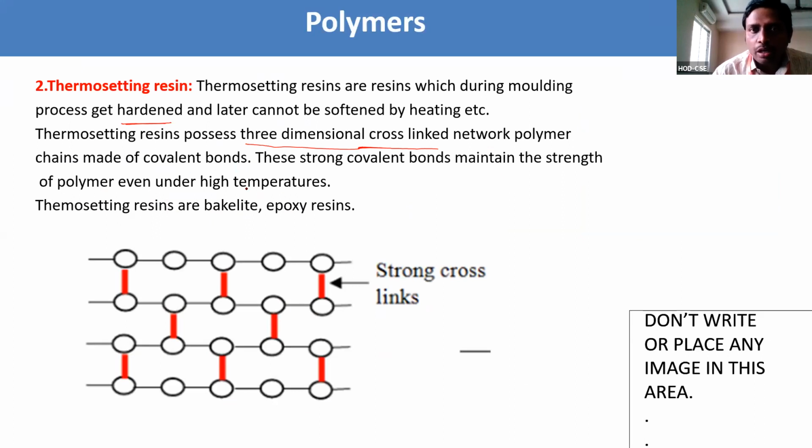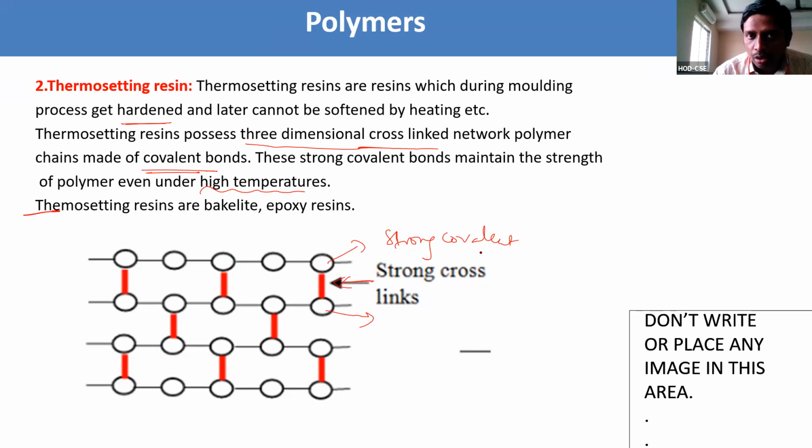The three-dimensional cross-link network of polymer chains is made up of covalent bonds. These strong covalent bonds maintain the strength of the polymer even at high temperature. Whatever bond is present between the polymer chains is a strong covalent bond, and even under high pressure and high temperatures this covalent bond never breaks.